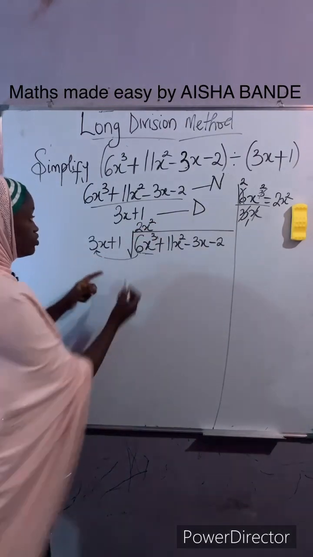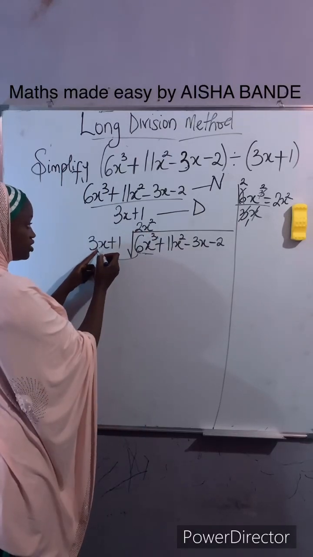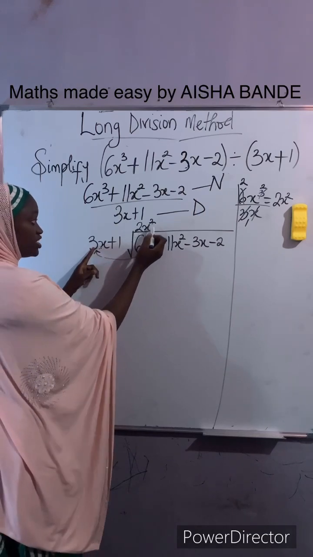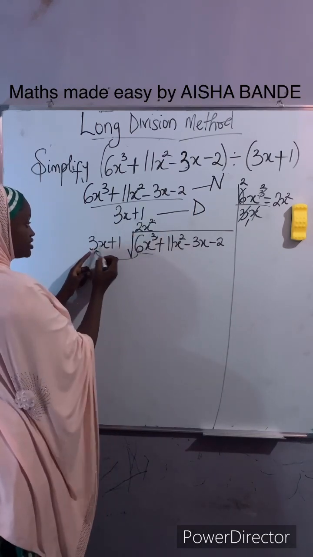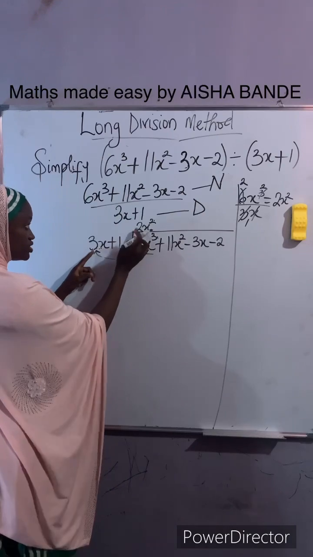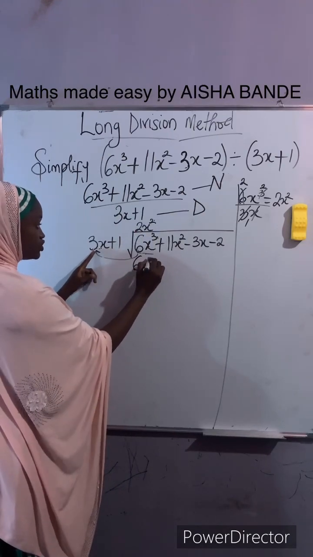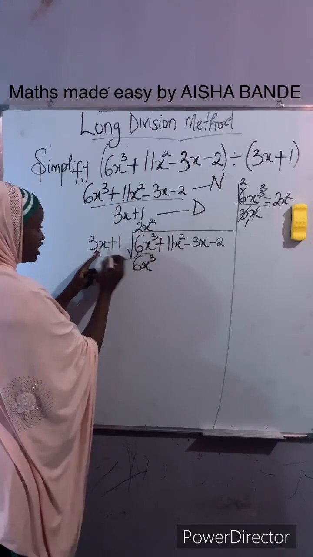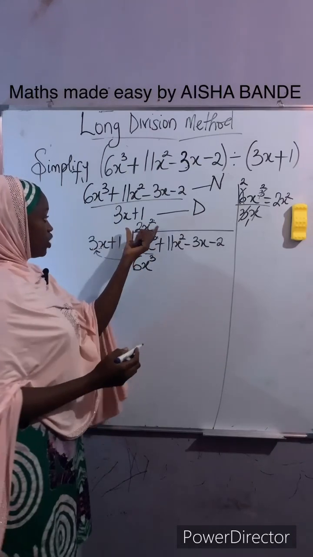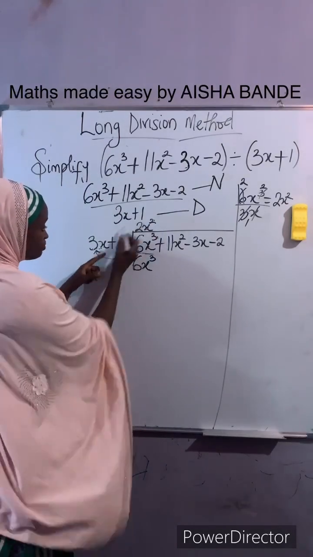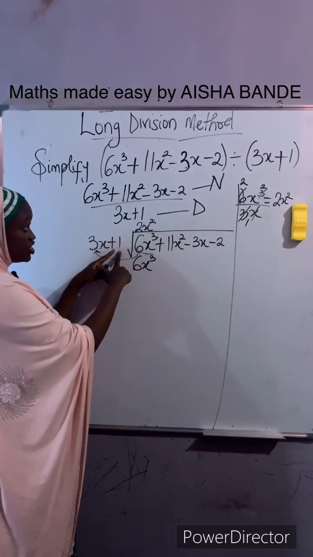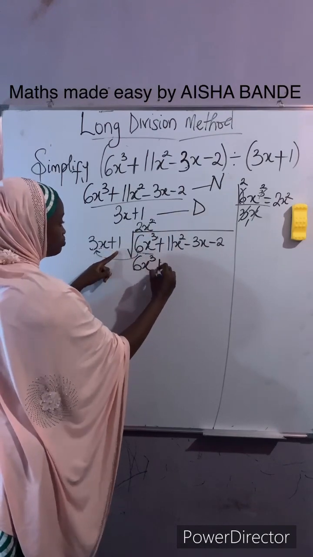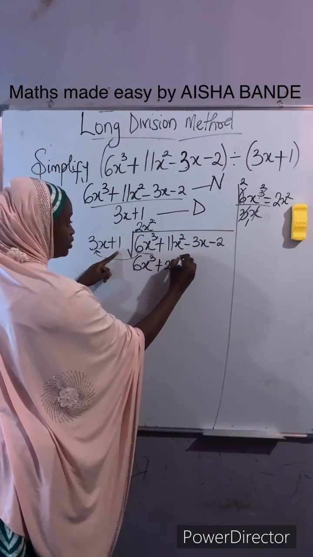So now the 2x squared, we multiply it by the 3x. So it's going to be 2x squared times 3x. So 2x squared times 3x gives us 6x raised to power 3. So we take the same 2x raised to power 2 as well. We multiply it by the second term we have outside the square root sign, which is plus 1. So 2x squared times plus 1 gives us 2x squared.